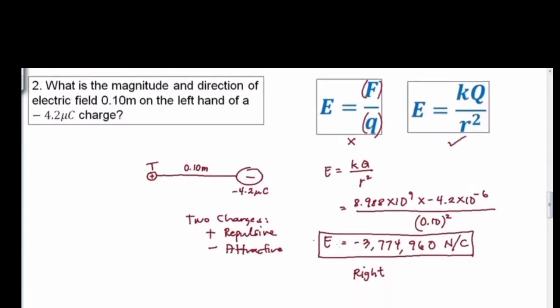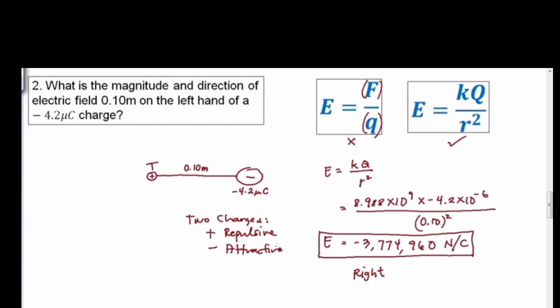Dito naman sa pangalawang example natin, negative ang sagot. Ibig sabihin, attractive yung two charges dito because they are opposite signs, positive and negative. So, meaning, kakanan si test charge or lalapit siya kay given charge na negative 4.2 microcoulomb. Okay, so pag two charges lang, meaning repulsive or attractive siya. Pag repulsive, meaning positive. Pag naman attractive, meaning negative.